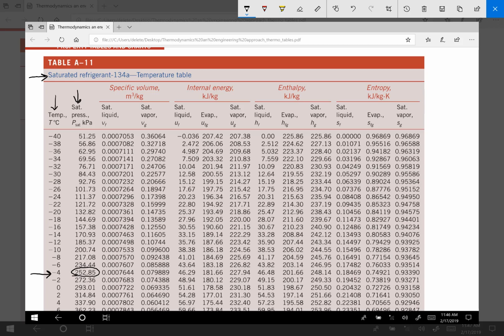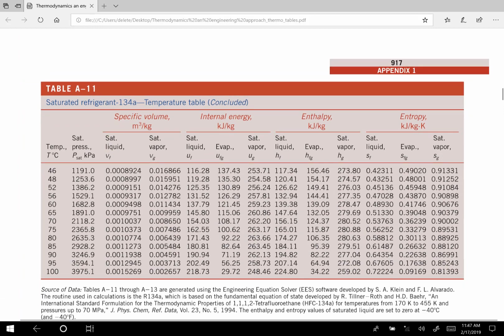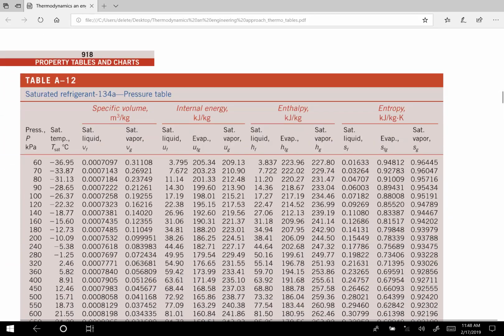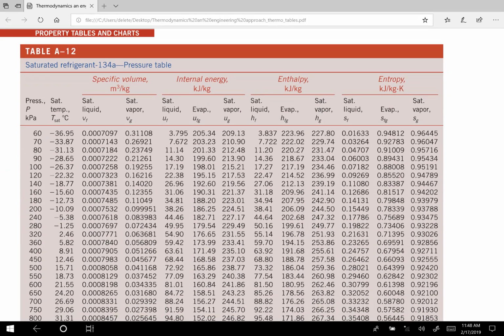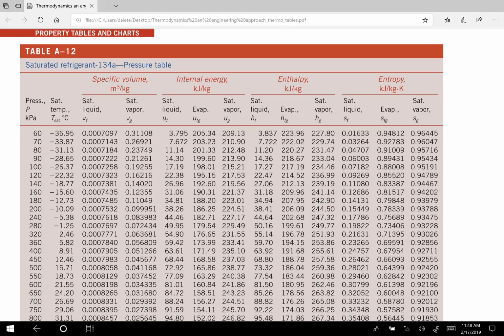And like I said, we could also look this up at the pressure given. So I'm going to show you how to do that real quick. This is the temperature table, so I'm going to go to the pressure table. So here's the refrigerant 134A pressure table. Notice how this first column is now pressure. So now we can look up the saturation temperature at the pressure given. The pressure given was 320 kilopascals, so I'm going to look here. And at 320 kilopascals, the saturation temperature is 2.46 degrees Celsius.